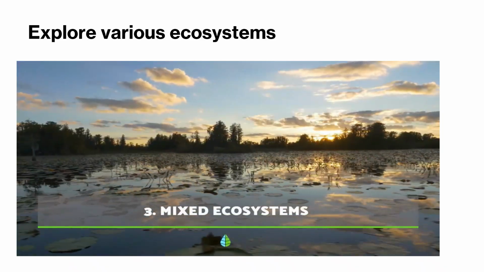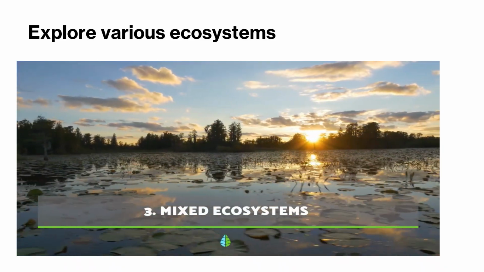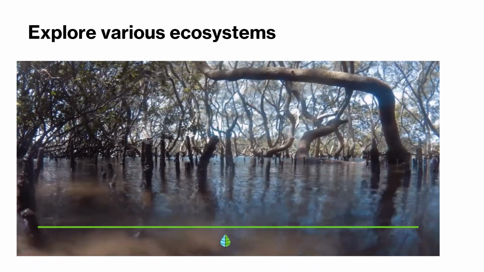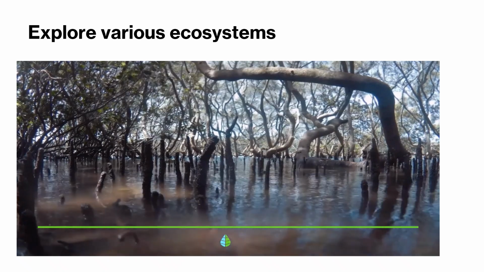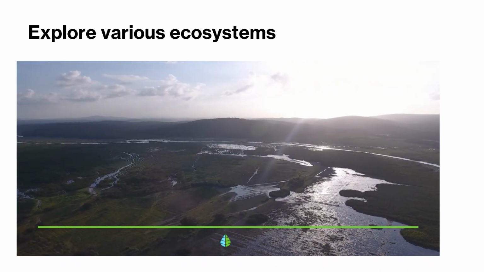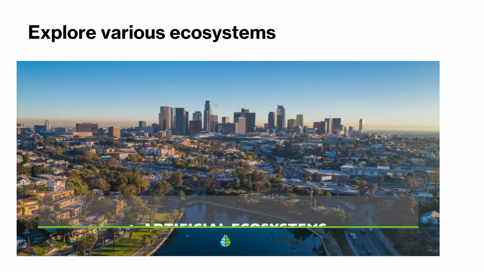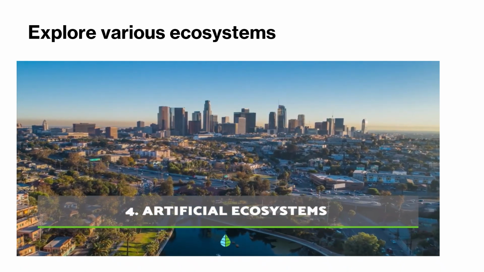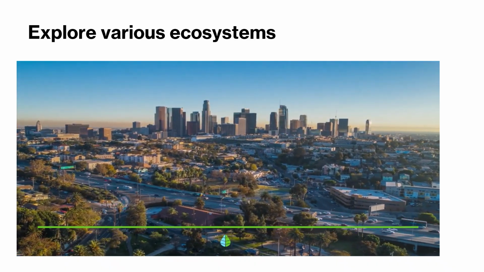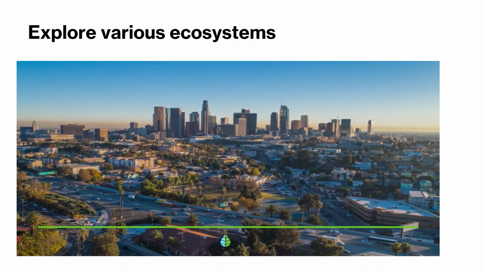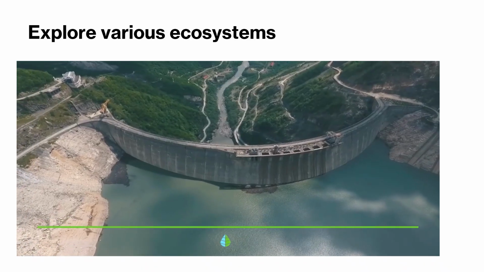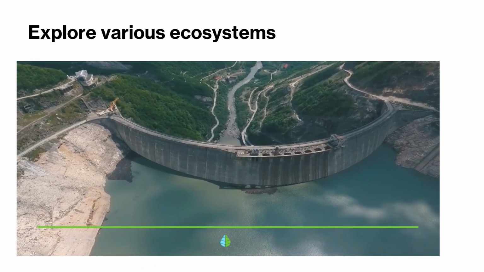Mixed ecosystems. Mixed ecosystems are those that are located between 2 different types of terrains, for example, water and earth. The main types of mixed ecosystems are wetlands, mangroves, marshes, and coasts. Artificial ecosystems. Artificial ecosystems are unnatural ecosystems created or changed by humans. The main types of artificial ecosystems are urban ecosystems, agricultural ecosystems, or reservoir ecosystems.